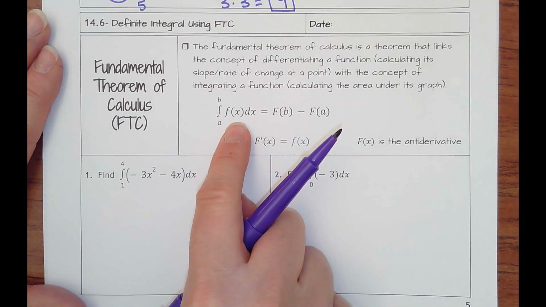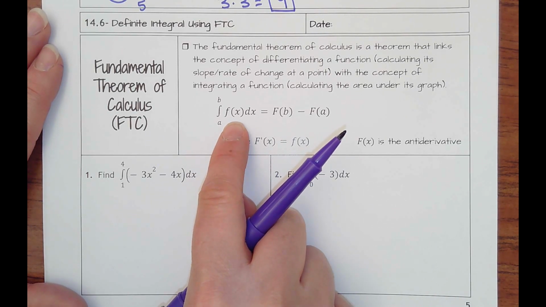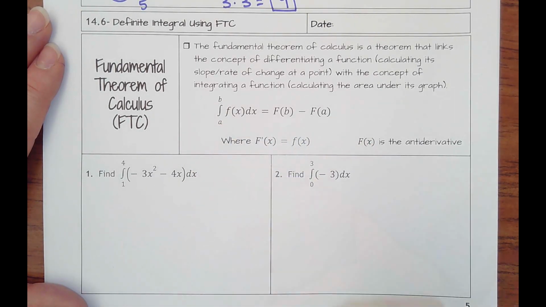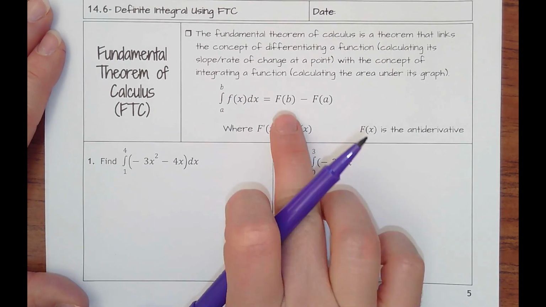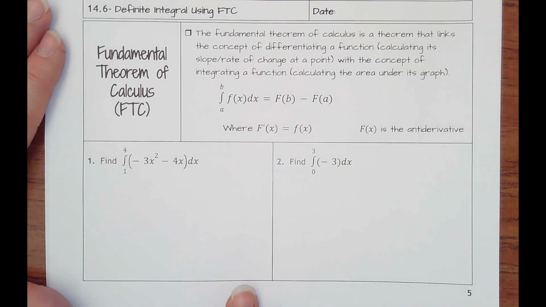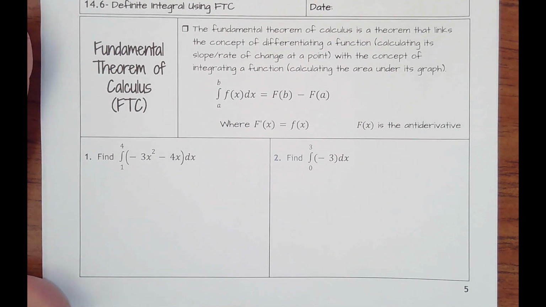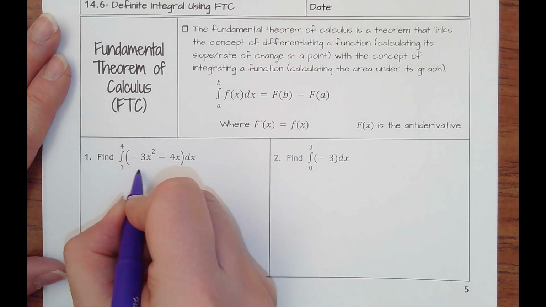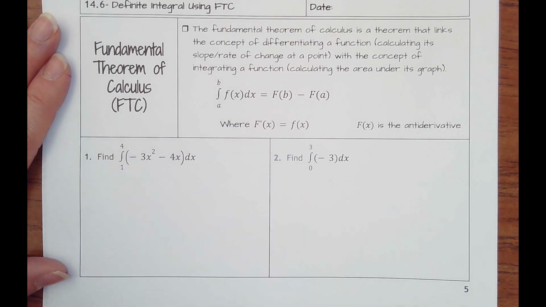So we're going to have to antiderive it, which we learned last unit, and then plug in the B and the A and subtract. So it's almost looking like a slope formula, but it's involving antiderivatives. Number 1 says find the area under the curve of this function from 1 to 4.